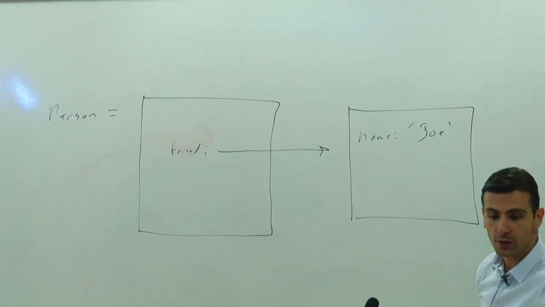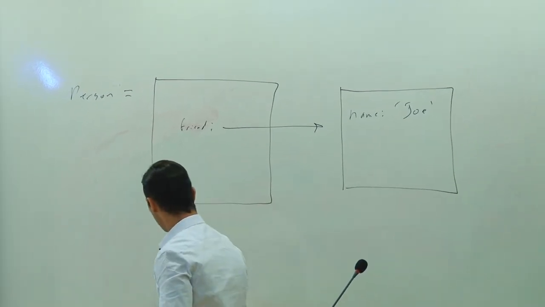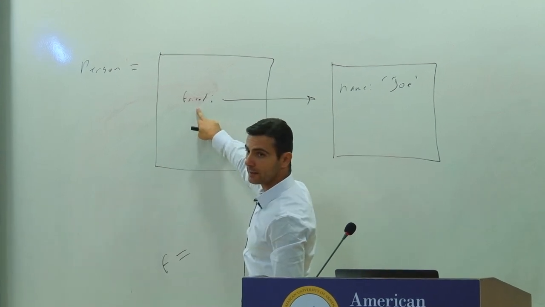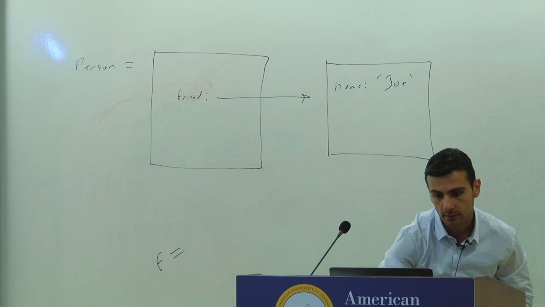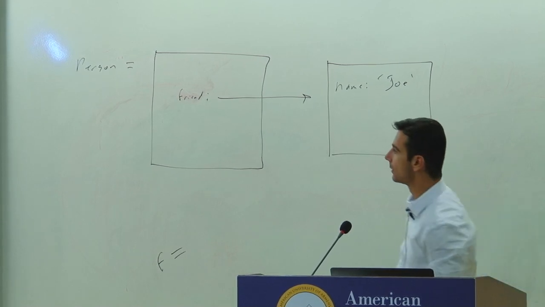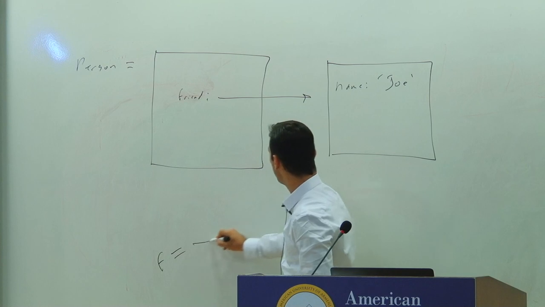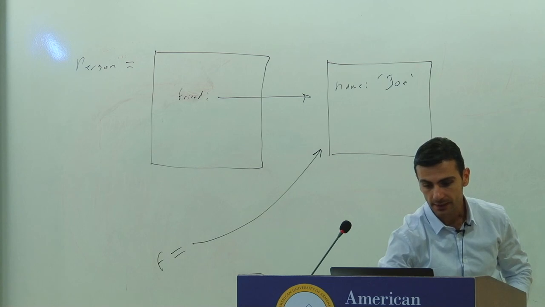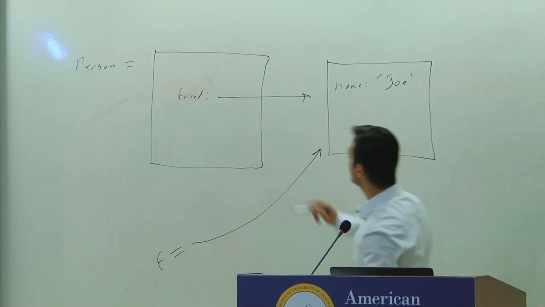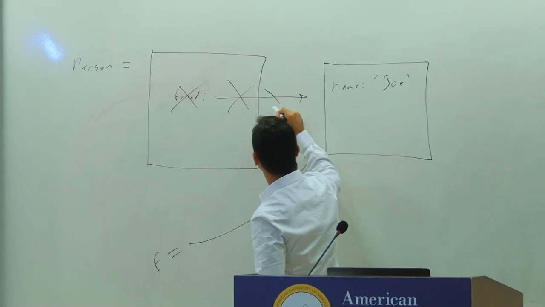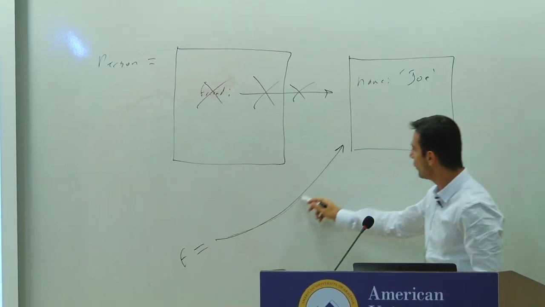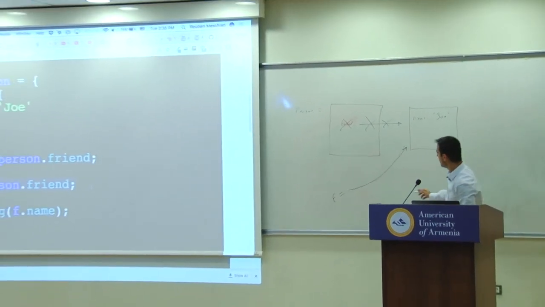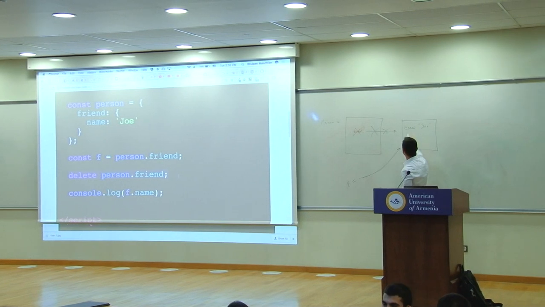Okay, then what we do is we say f is going to reference whatever the friend is referencing. That's this here. So then this is now pointing at this object. We then delete the key. That means we delete this. But this is still referencing the object. So f.name means f, that's this object, dot name is this key, which gives you Joe.